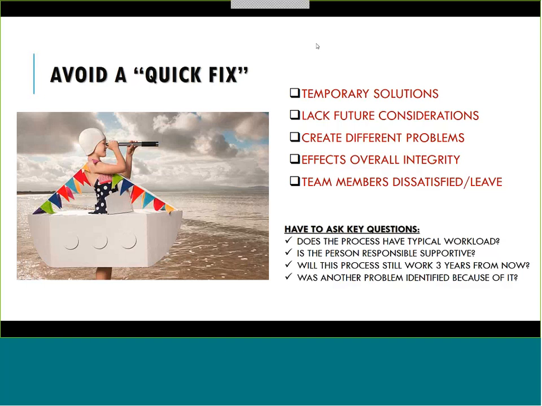Does the process have a typical workload? If the solution that's being provided is above and beyond a typical workload for a normal day for a person, that should be a red flag. If you were to put that typical thing in a job description and it's scaring applicants away, then it's probably not a typical workload. Is the person that's responsible for that quick fix supportive of it, or do they seem disinterested and not really on board? Again, another red flag. Even if they're not sharing that with you, you would need to identify that there must be a problem and try to open that communication.